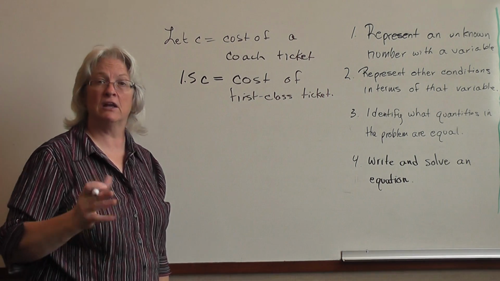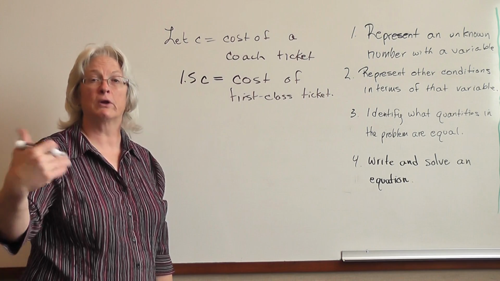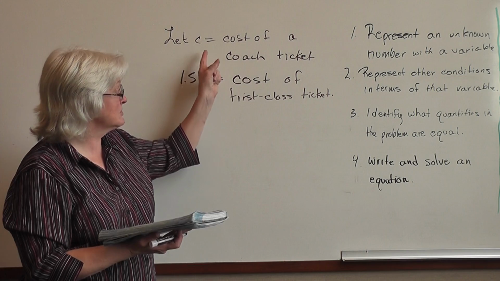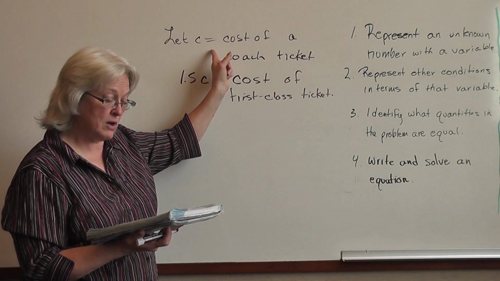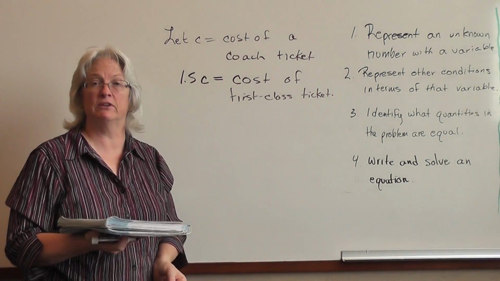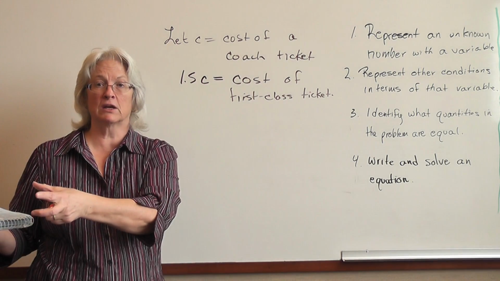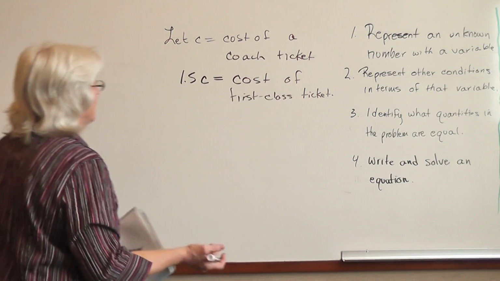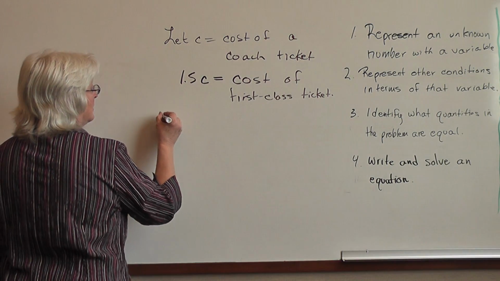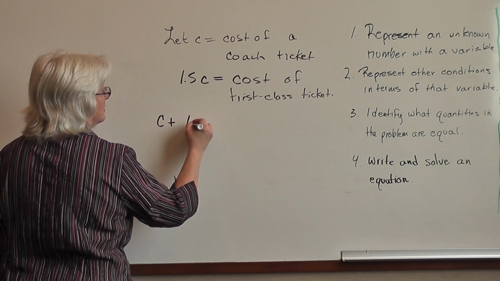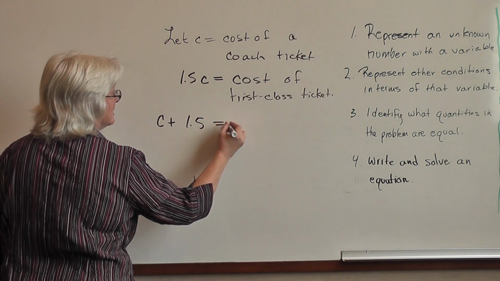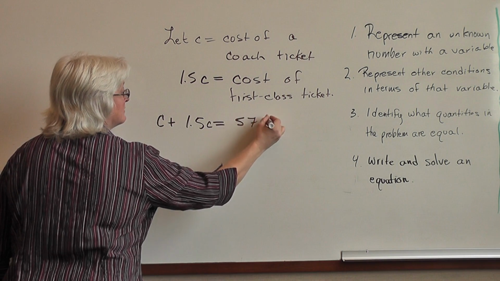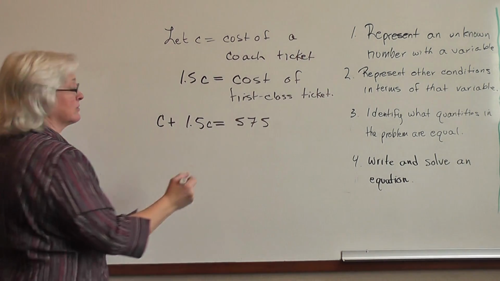Now what we have to do is identify what quantities are equal. We go back into our problem and we read it, and it says total cost for one first class ticket and one coach ticket is $575. So the price of two tickets is equal to $575. So that's where we have our statement of two quantities in the problem that are equal. It's equal to 575. Combine like terms.